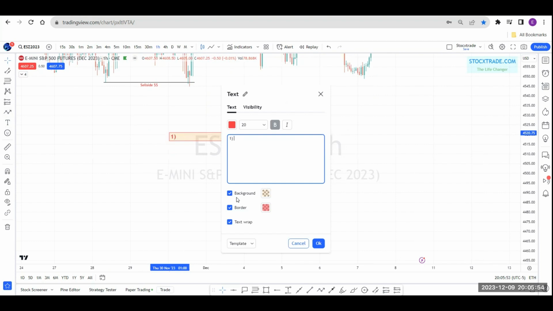Number one is above or below the major swing level, means above or below the major structure, or above or below the buy side liquidity or sell side liquidity. What does it mean?